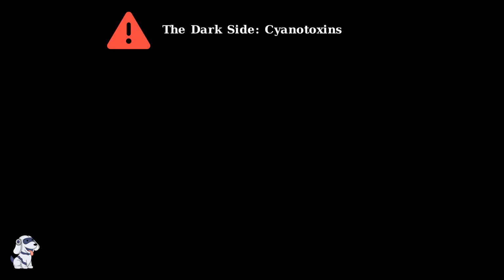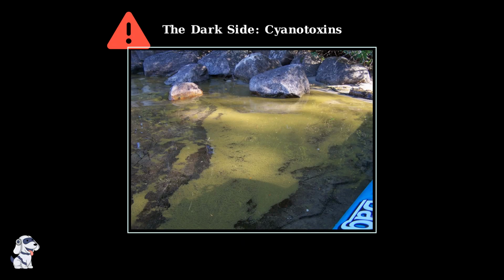While Anabaena provides many benefits to ecosystems, there's an important dark side we need to discuss. Some Anabaena species produce dangerous toxins called cyanotoxins that can harm both humans and animals. Not all Anabaena cells produce toxins, but when environmental stress occurs, some cells begin manufacturing these dangerous compounds as a defense mechanism against predators and competitors. These cyanotoxins are released into the surrounding water, creating invisible dangers that can persist for weeks or even months in the environment.